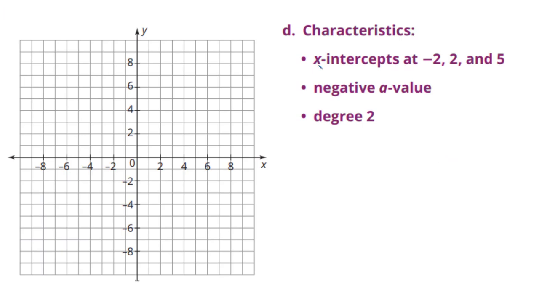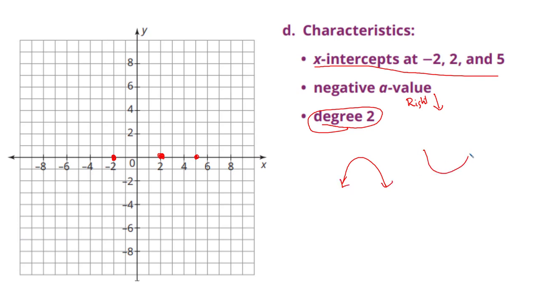And D, I have x-intercepts. It tells me where they are this time. Has a negative a value, so that means that my right-hand side is going down. But my degree is 2. So which graph has a degree of 2? Quadratic. Is there any way a parabola can go through the x-axis 3 times? No. So it's not possible.